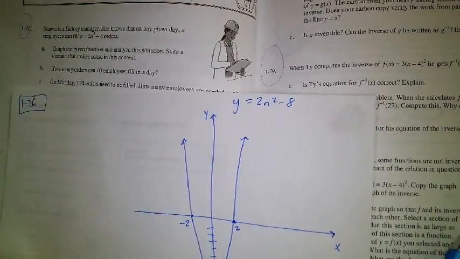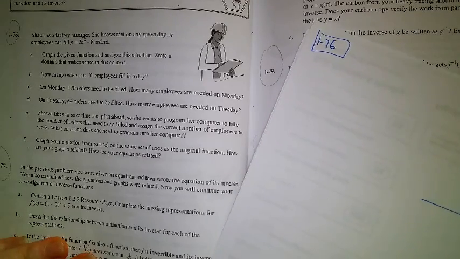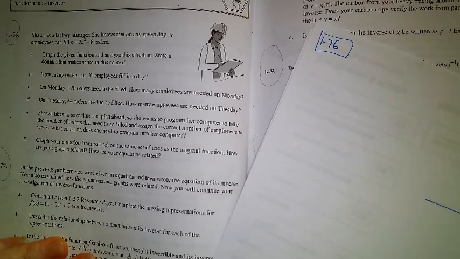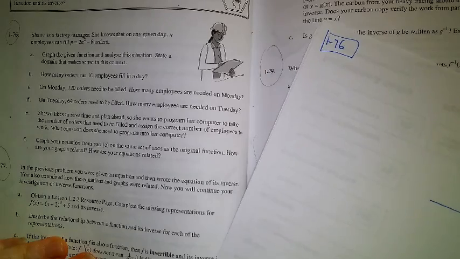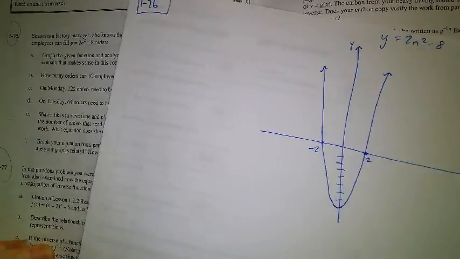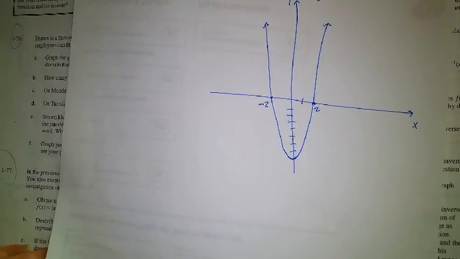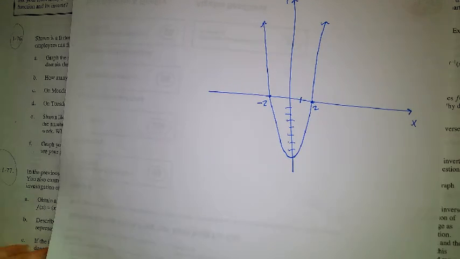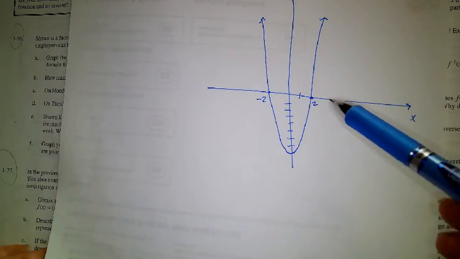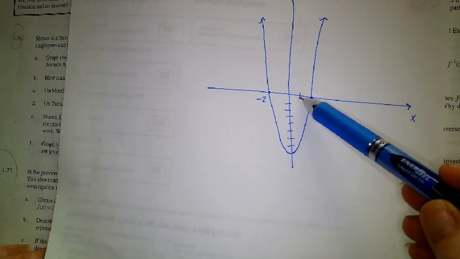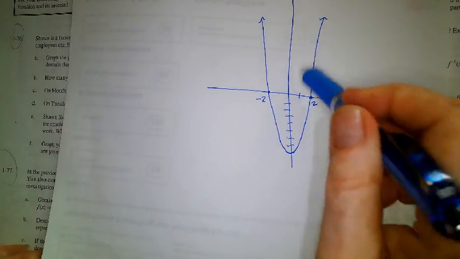So what domain makes sense? Well, this is a problem about employees being able to fill an order. n is the number of employees. So we can't have a negative number of employees. And we can't have a number of employees like 1.5 employees. We need to have either 1 employee or 2 employees or 3. It looks like 1 employee can't do it by themselves because 1 kind of misses the graph.